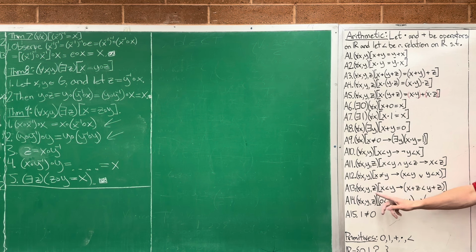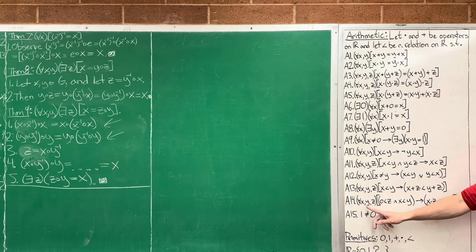Next one, for all x and y, if x and y are not the same number, then x must be less than y, or y must be less than x. Next one, if x is less than y, then x plus z is less than y plus z. So this tells you how to do your algebra when you have a less than symbol showing up in it. You can add the same thing to both sides.